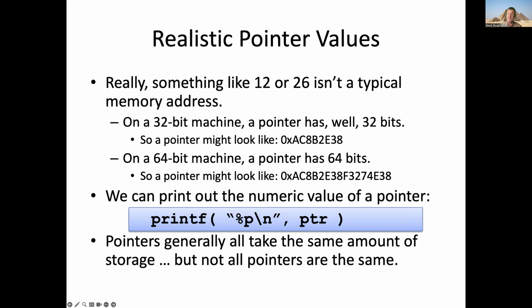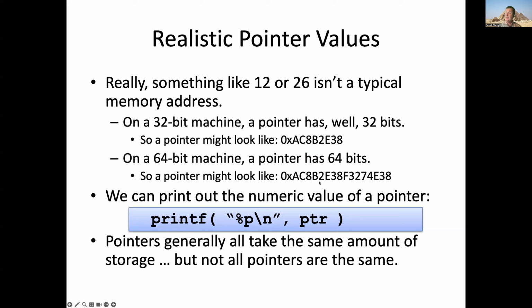And it's because when you describe a machine as 32 bits or 64 bits, you're really talking about the size of addresses on that machine. So on a modern 64-bit machine, pointers are usually going to show up as 64-bit numbers. So they'll be printed out with 16 digits of hex.